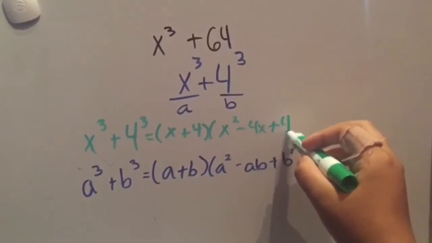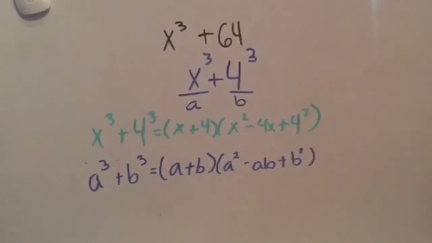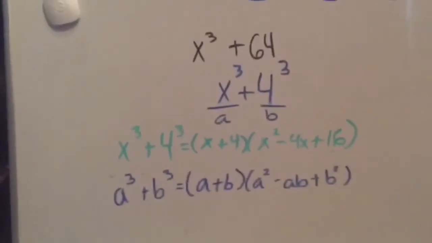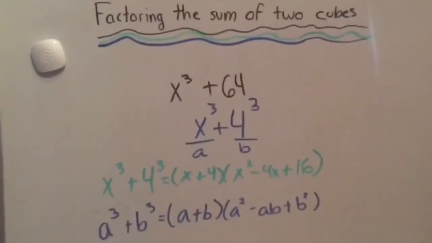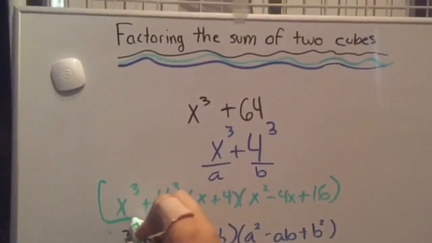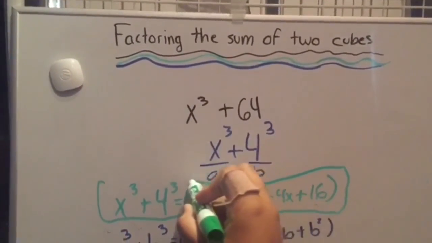Then we would match up 4 squared with b squared. But then we have to make 4 squared 16 because 4 times 4 is 16. And then there's no way to go on with this equation. So this would be our final answer.